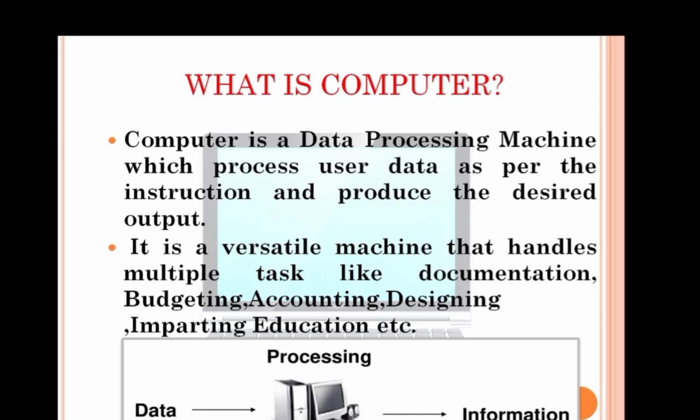Means a computer is a data processing machine. Basically, it's a DPM that is used to process the data provided by the user, and at the end the main task of this is to produce the desired output in the form of meaningful information. Just keep this in your mind that output comes in the form of information. It is a versatile machine because it can handle more than one task at the same time. So here you have seen the diagram on the PPT that once we input the data into the computer, after the processing it gives us the desired output, but that output comes in the form of information.